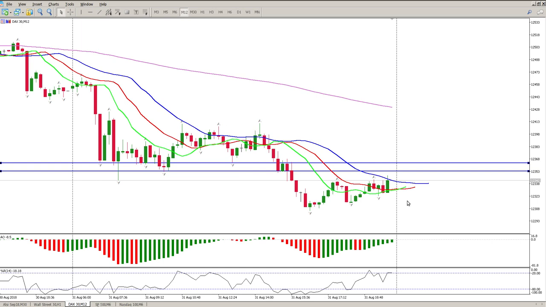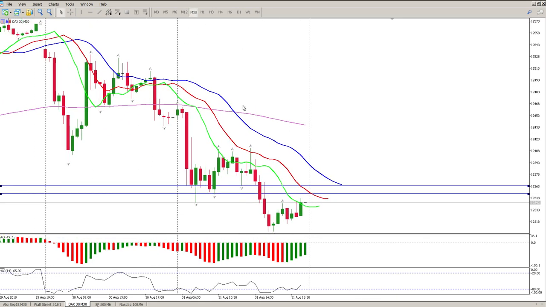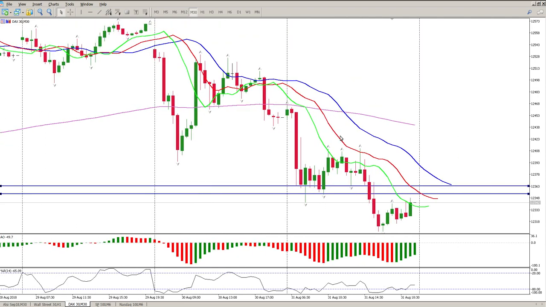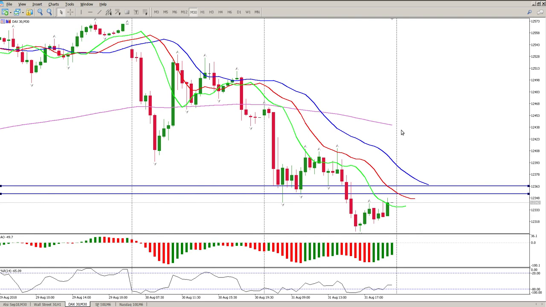At this stage, you're going to need a break above this zone of 12,360. If you can get a break above it, we may get some upside. For me, it's really going to be about watching the alligator on the 12 minute and then on the 30 minute. For as long as we're staying below the blue line here on the 30 minute, we are trending to the downside.